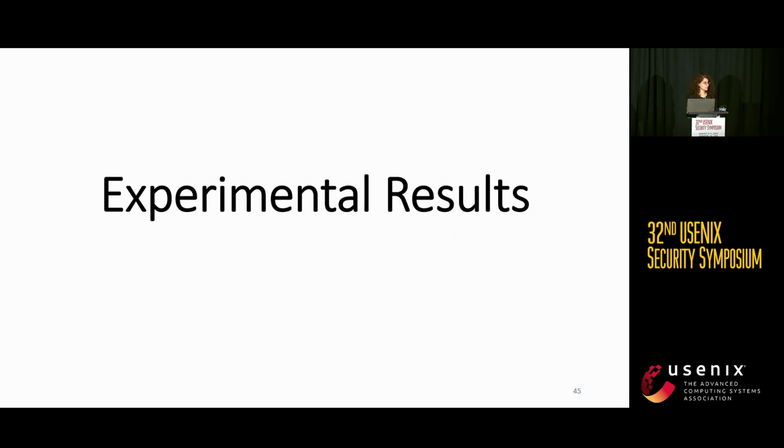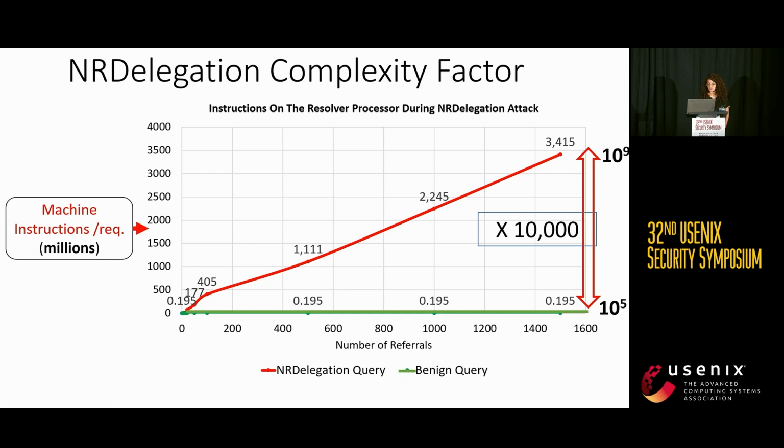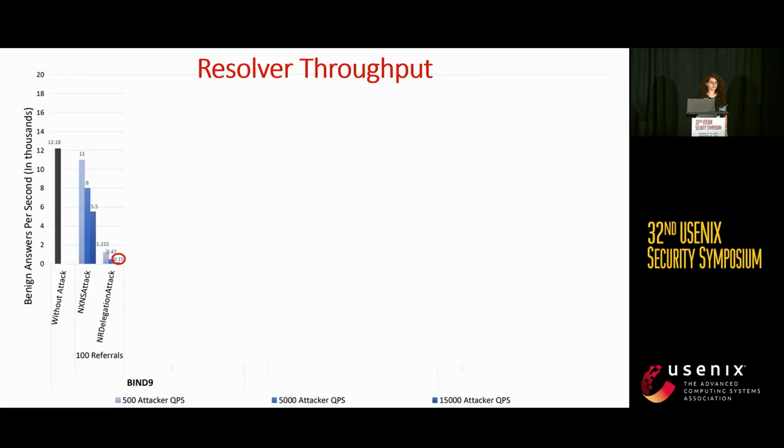So let's look at the experimental results of this attack. First, by looking at the NRDelegation complexity factor, we can see that one malicious request consumes 10,000 times more instructions than an original client request. So it's actually billions of instructions compared to hundreds of thousands for benign requests. And that's only for one malicious client query. How does this actually translate to the resolver throughput?